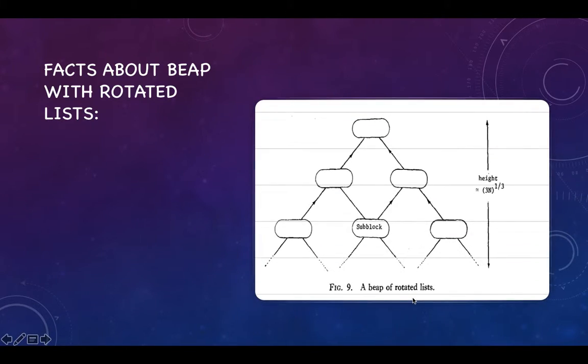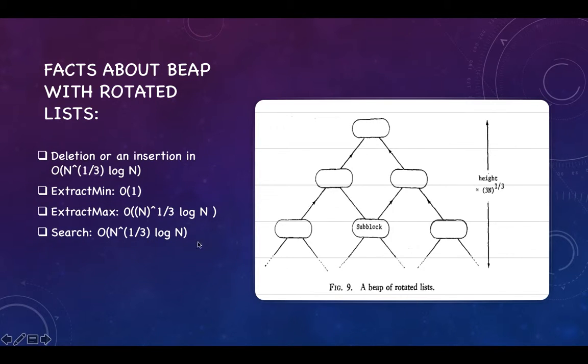So let's talk about facts about the heap with rotated lists. The deletion operation or the insertion operation takes order of cube root of n times log n time. Extract minimum takes constant time. Extract max takes cube root of n times log n time. Search takes cube root of n times log n time. Here you can see in the figure how the heap of rotated lists is shown with the height of cube root of n.